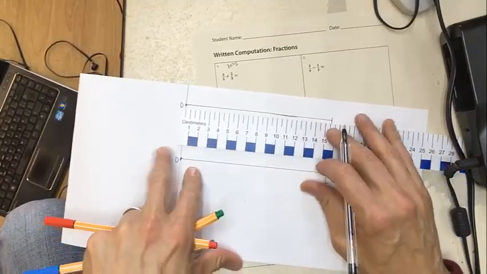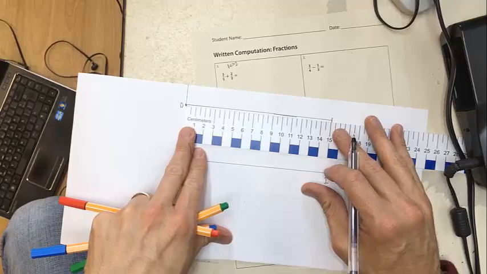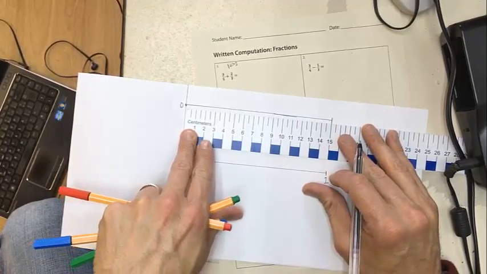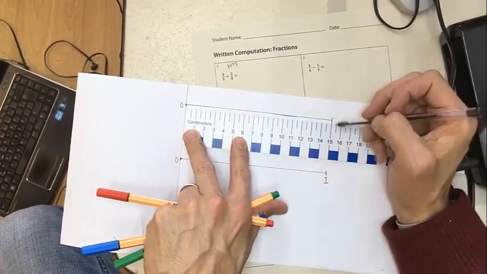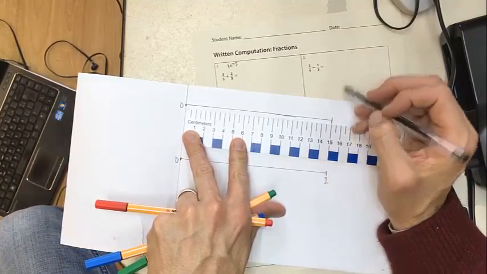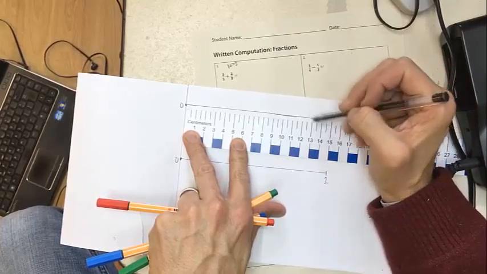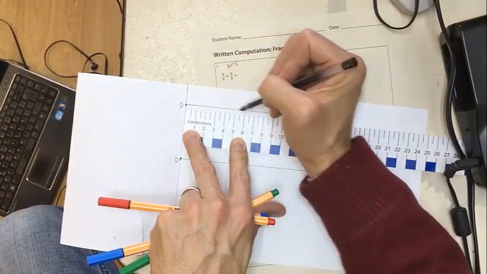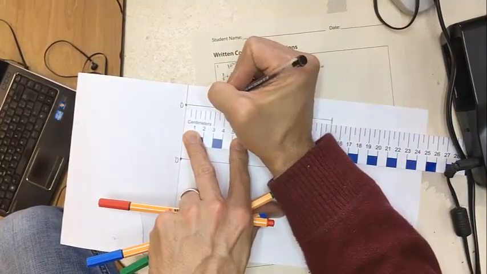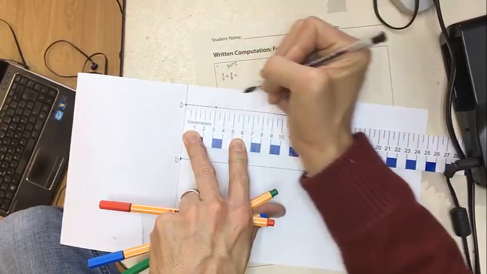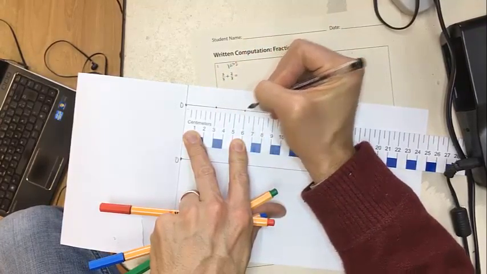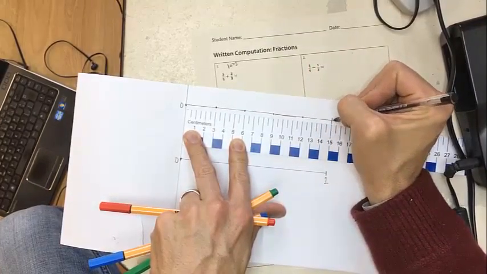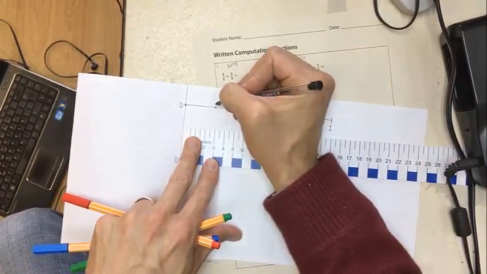So I want to make sure I am cutting up this number line from 0 to 1 into fifths. Okay, so to find fifths, I would do 15 divided by 5, which is 3. So that means every 3 centimeters, if I make a little mark here, so 3, 6, 9, 12, 15.